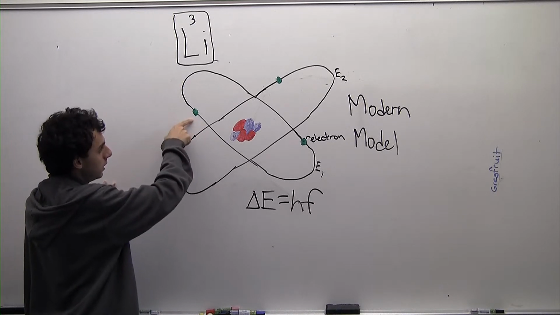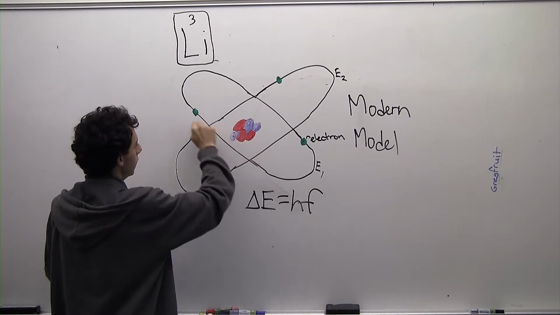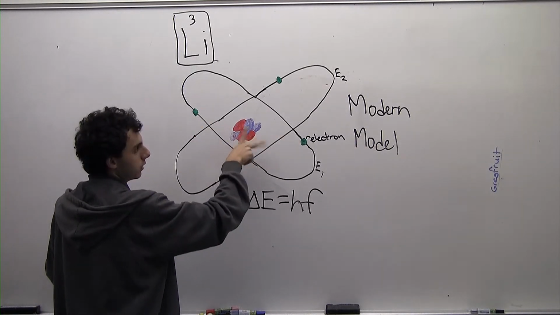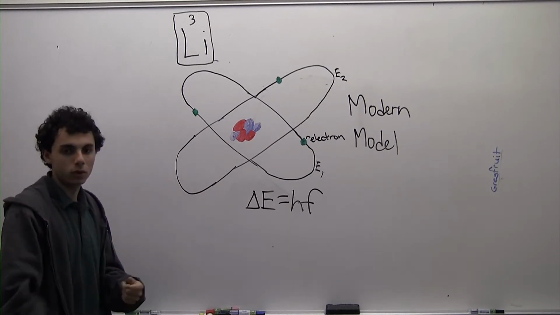And so you have these energy levels, so you have electrons on them. So this is energy level 1, so you have the 2 electrons there. And then energy level 2 will have the rest of the electrons and then you keep going.